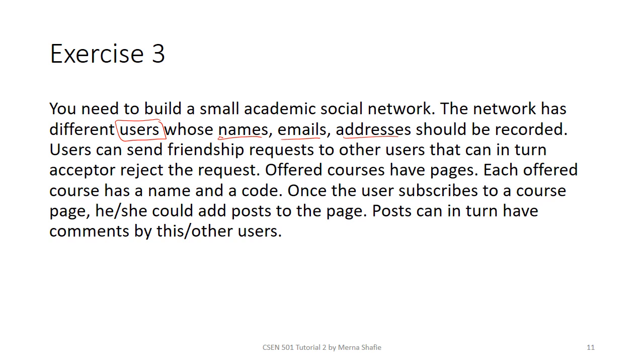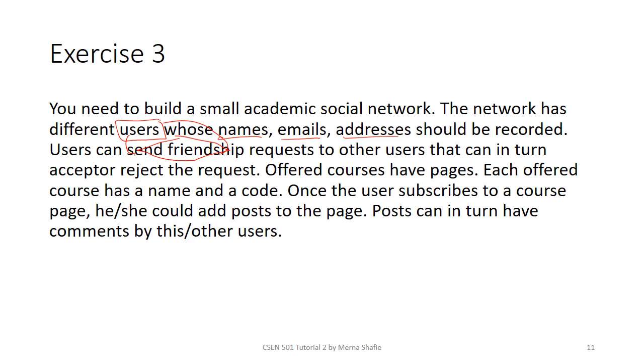So sending a friendship request is what? It's a relationship. What type of relationship? Users can send to other users. So what is it? It's a self-recursive relationship. It's a relation between a user and another user. So at the end of the day it's a recursive relation.